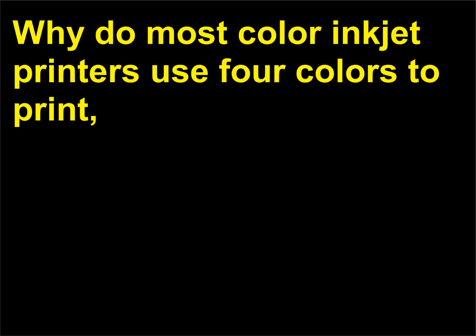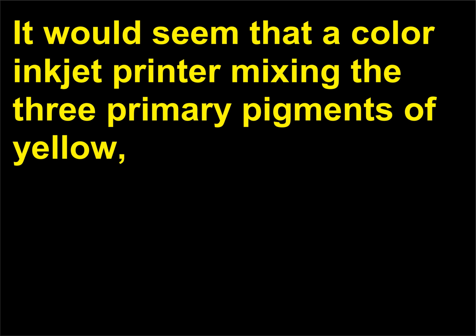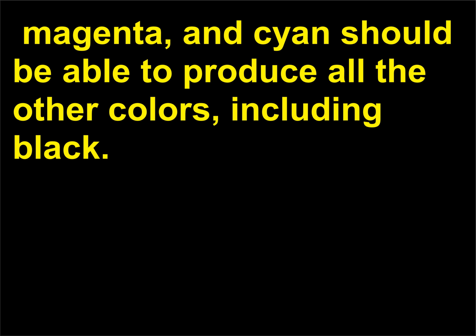Why do most color inkjet printers use 4 colors to print, instead of the 3 primary colors for subtractive color mixing? It would seem that a color inkjet printer mixing the 3 primary pigments of yellow, magenta, and cyan should be able to produce all the other colors, including black.